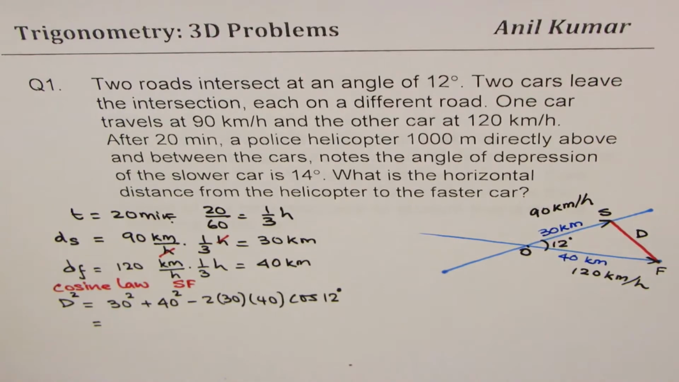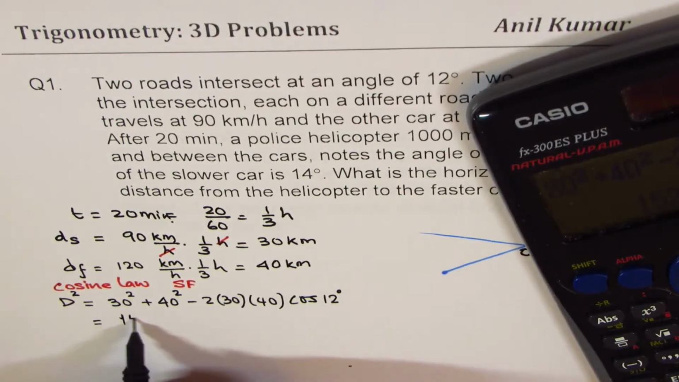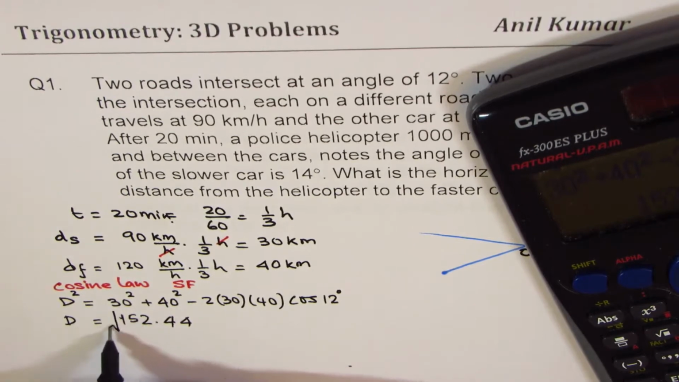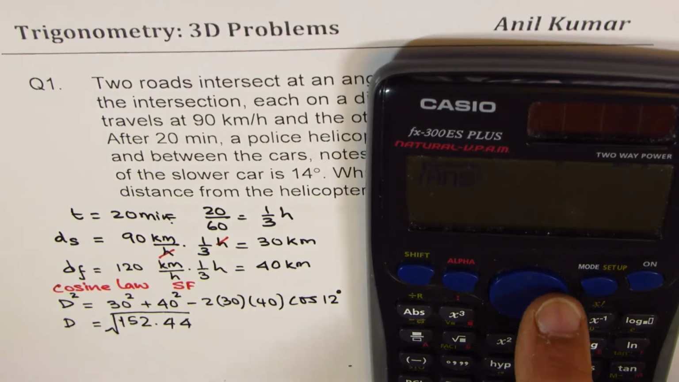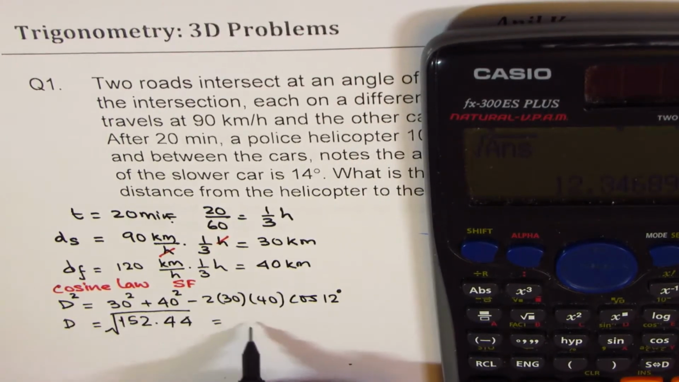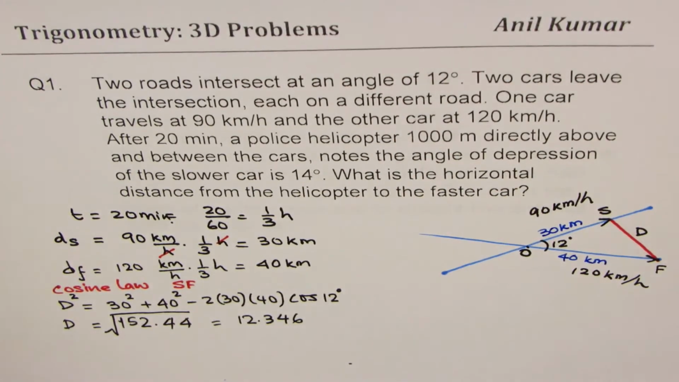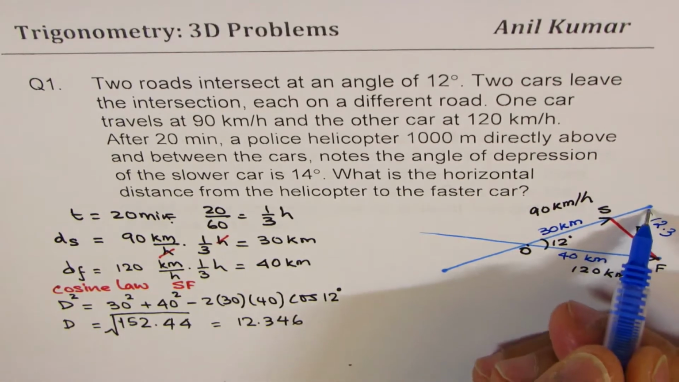So let's calculate this. D squared is equal to 30 square plus 40 square minus 2 times 30 times 40 times cos of 12 degrees, which is equal to 152.44, right? Now if I have to find the distance, I have to square root it, correct? So let me square root this answer, and the square root gives me 12.34. So the whole distance here is 12.3. Is it okay? This is the total distance.